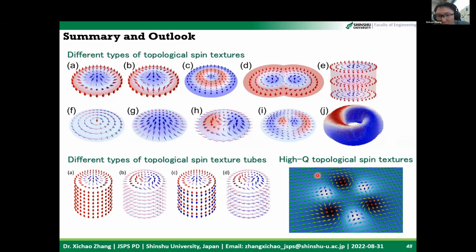The topological spin textures with a large skyrmion number are also very interesting and should be studied, but the stability of the spin textures carrying very high topological charge could be a problem.